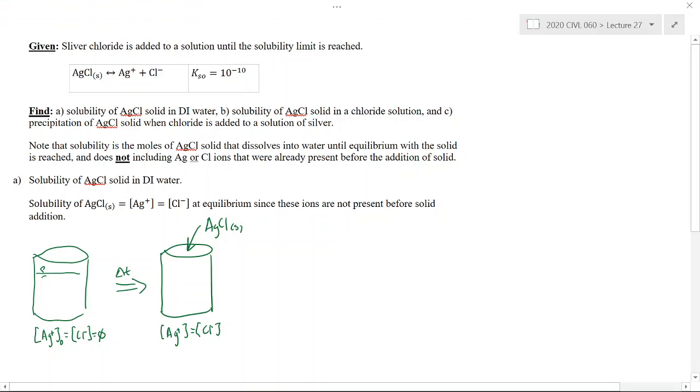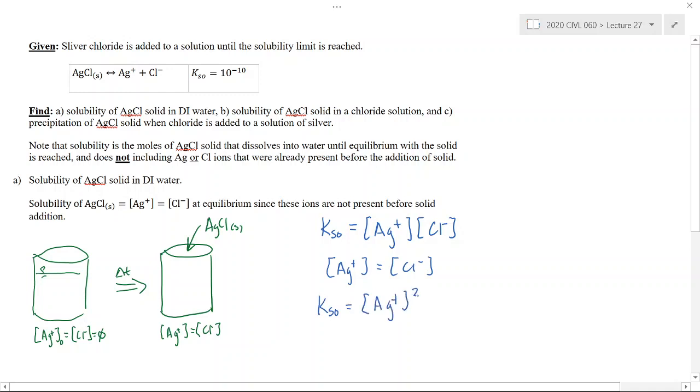To solve this problem, I'm going to use the equilibrium constant and write out a mass action equation. That looks like this. I have the KSO is equal to the product of the silver and chloride ion concentrations, and the silver chloride solid doesn't show up in this equation because it's a solid and solids are 1. Because the silver and the chloride are equal, I can replace the chloride with the silver, and my silver concentration squared is equal to the KSO.